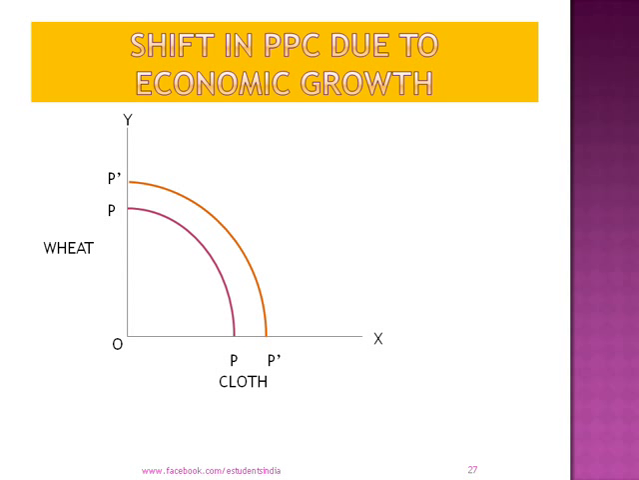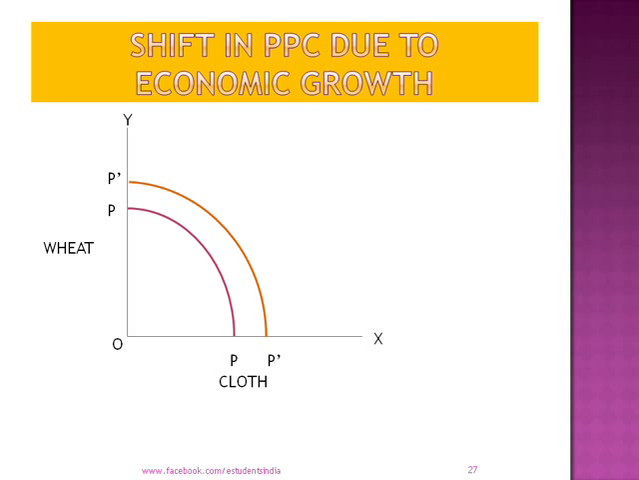Case 3. Greater than 100% efficiency. Shift in the production possibility curve due to economic growth. P, P, P dash, P dash. The production possibility curve PP is drawn with a given amount of productive resources like land, labor, and capital equipment. If these productive resources increase, the production possibility curve will shift outward and to the right. Then more of both goods can be produced than before.